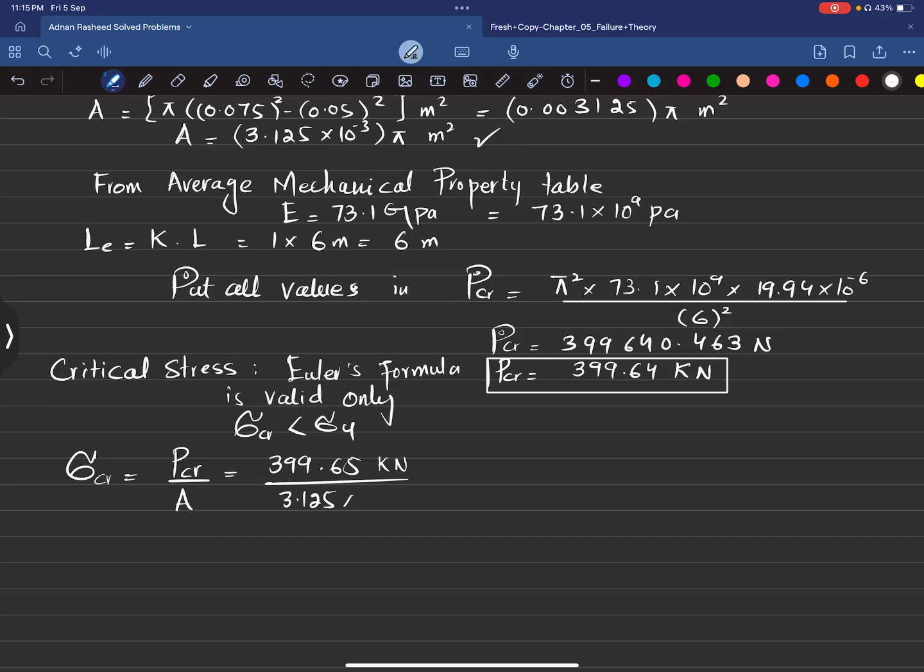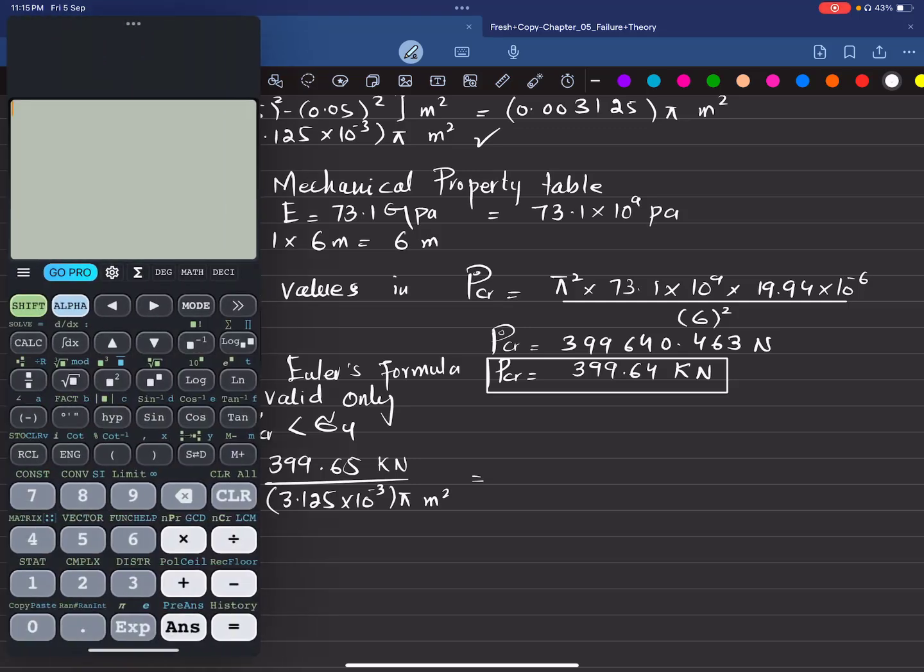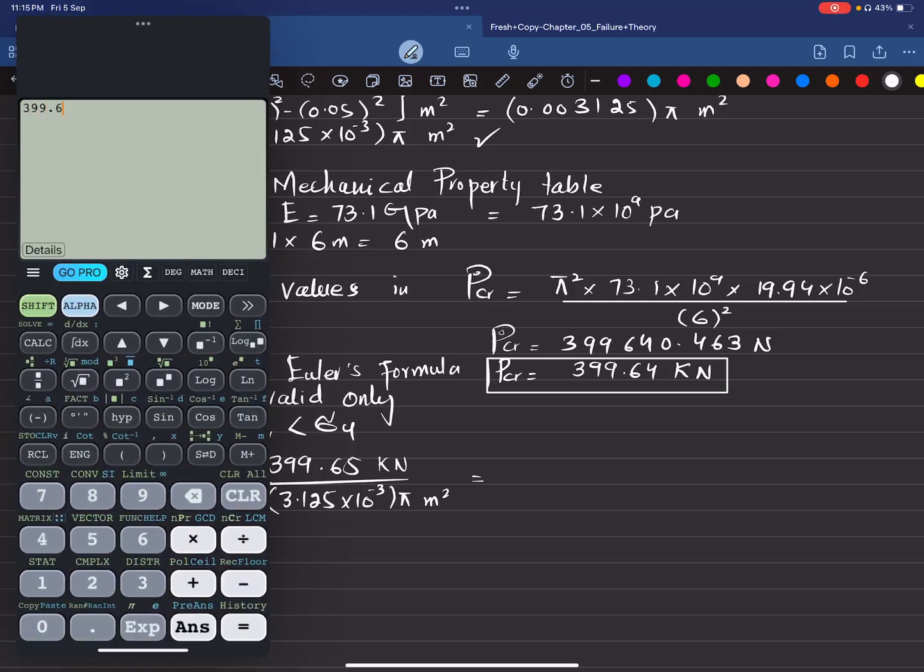3.125 into 10 raised to power minus 3 multiplied by pi, and unit will be square meter. Now we will calculate it. 399.65 divided by 3.125 multiplied by 10 power minus 3 multiplied by 3.1417. So you can see that is equal to 4706.62, and unit will be kilonewton per square meter.